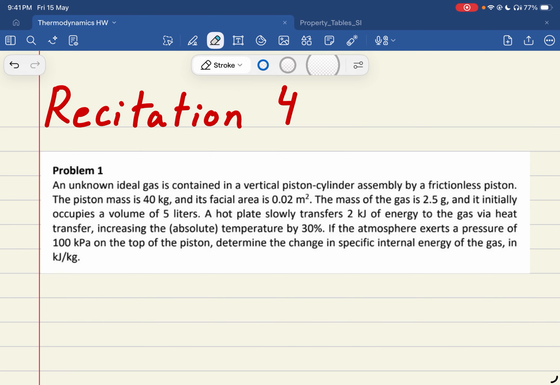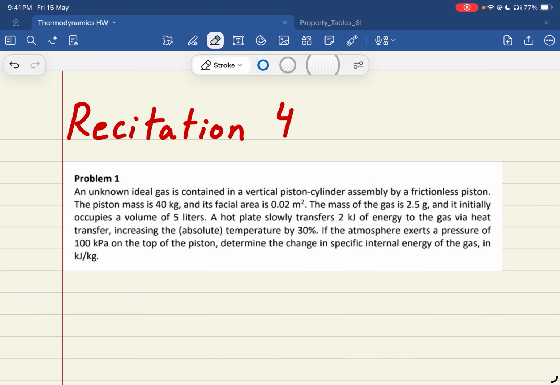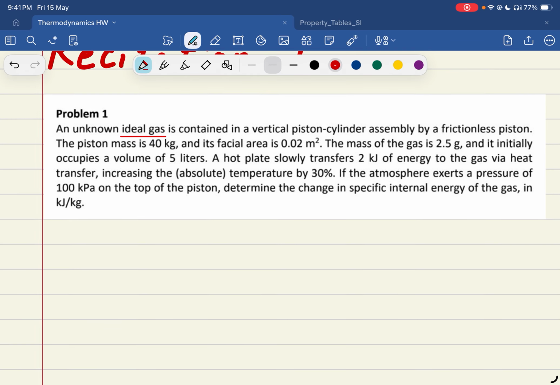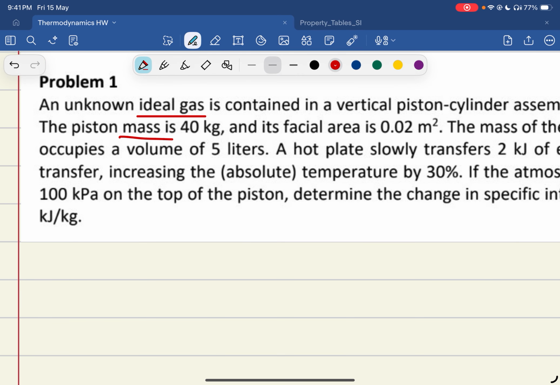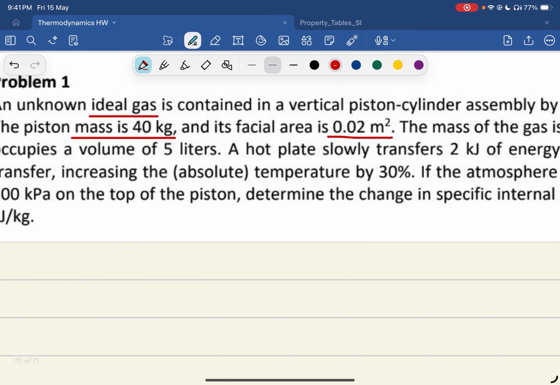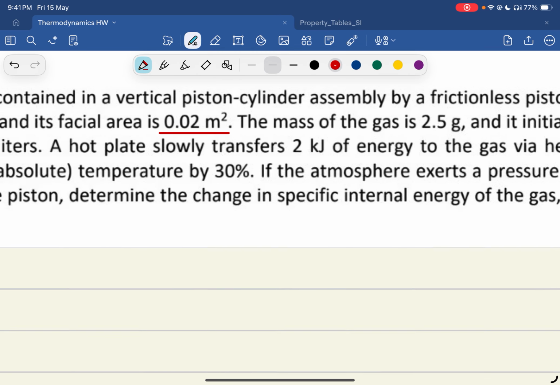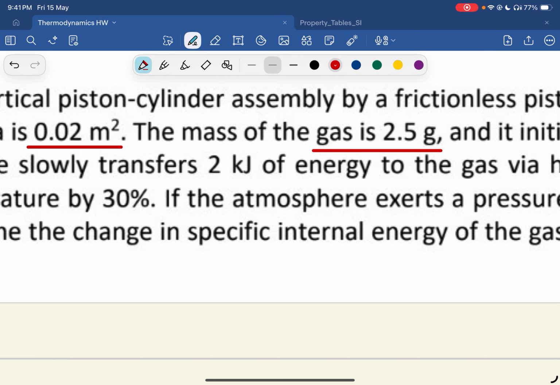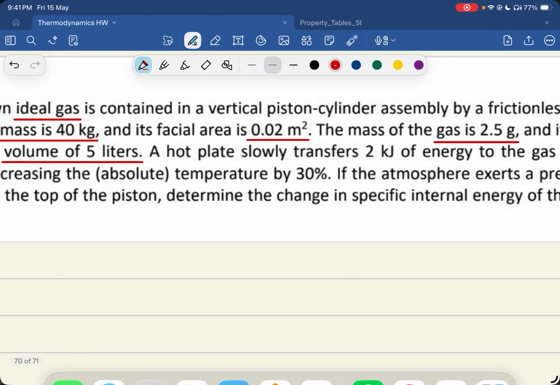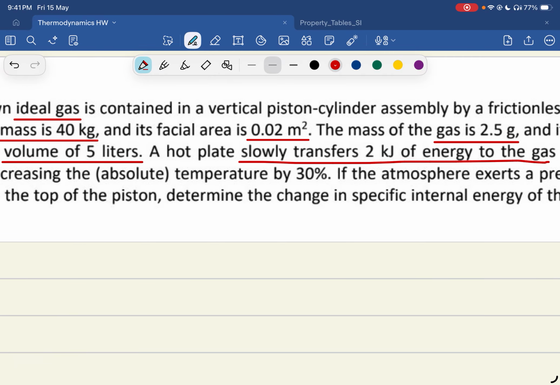All right. Right now we have Recitation 4 and Problem 1, and we are given an ideal gas contained in a vertical piston assembly by a frictionless piston. The mass of the piston is 40 kilograms, and the area is 0.02 meters squared, and then the mass of the gas is 2.5 grams, and initially occupied 5 liters, that's the volume, and a hot plate slowly transfers energy into the gas.